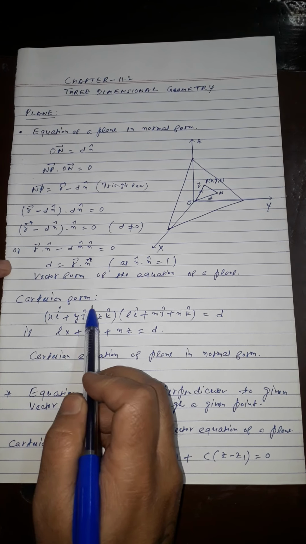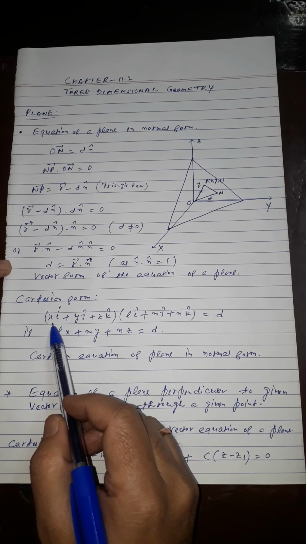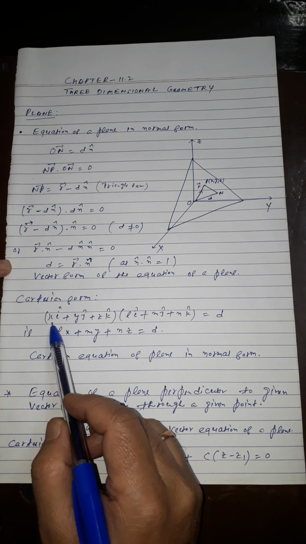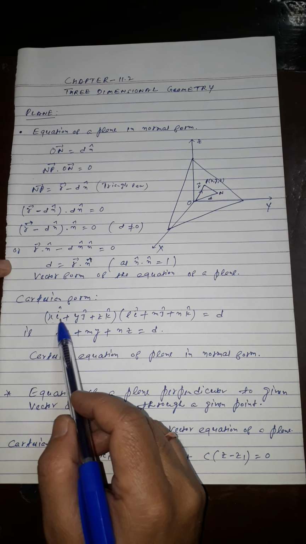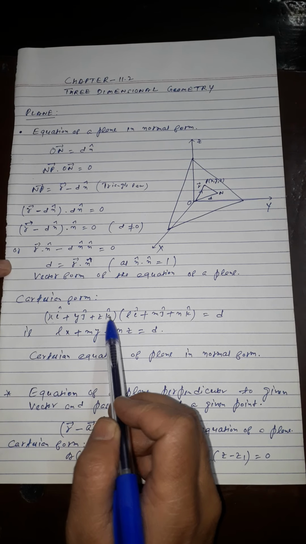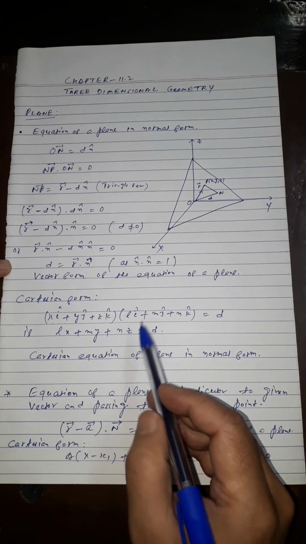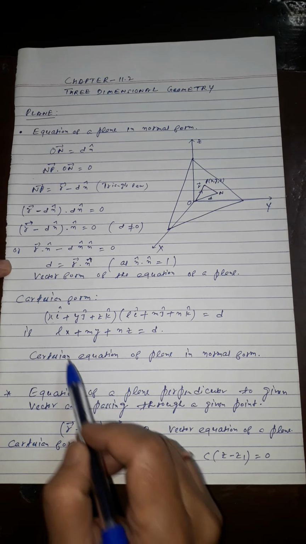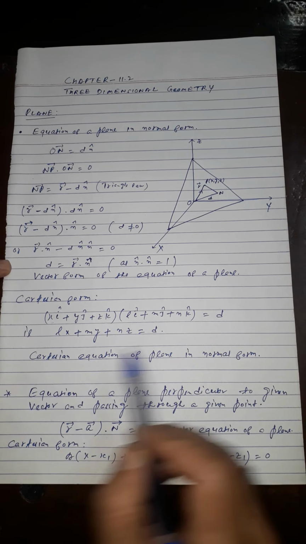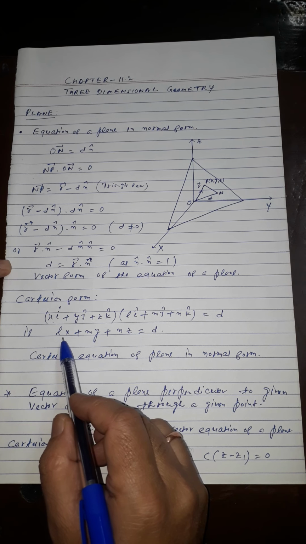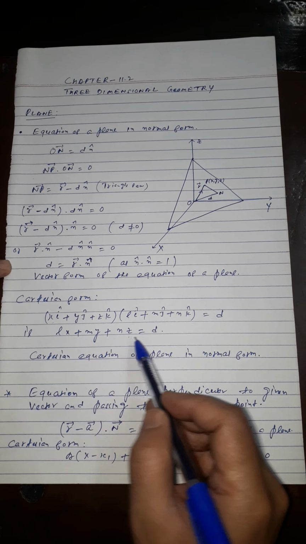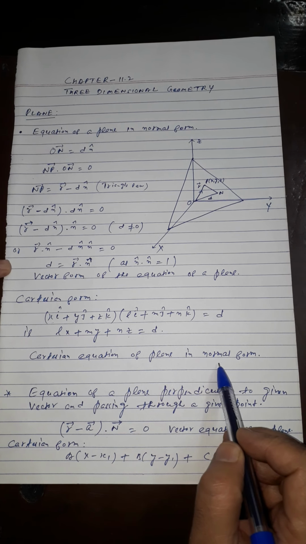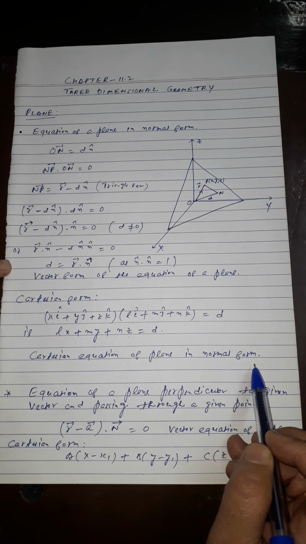Now what is the Cartesian form? Let us see, students. The position vector r is represented by x i cap plus y j cap plus z k cap. Here n is the unit vector, that is l i cap plus m j cap plus n k cap. So that is equal to d. So we will get lx plus my plus nz equal to d. This is the Cartesian equation of the plane in the normal form.